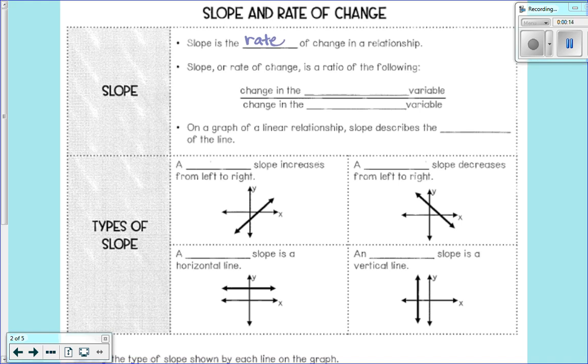Slope or rate of change is a ratio of the following: change in the dependent variable over the change in the independent variable. Like what we talked about, our input and output values. We talked about functions on Monday. Okay, the change in dependent is your output over the change in your input variable. On a graph of a linear relationship, slope describes the steepness of the line.